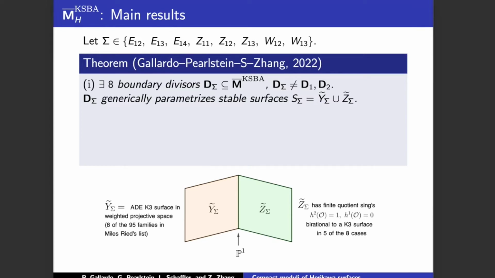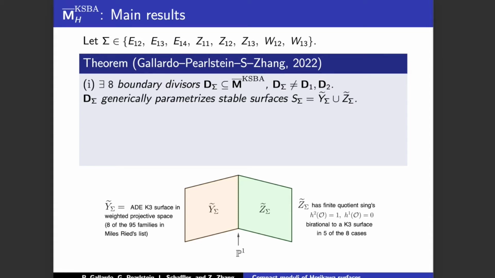The Y sigma tilde surface turns out to be an ADE K3 surface, so it's a surface with ADE singularities. If you take the minimal resolution, you get a smooth K3 surface. Actually, those Y sigma tilde are hypersurfaces in weighted projective space, and they recover 8 of the 95 families in Reid's list of K3 surfaces in weighted projective space.